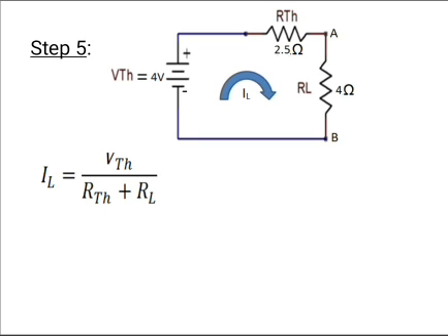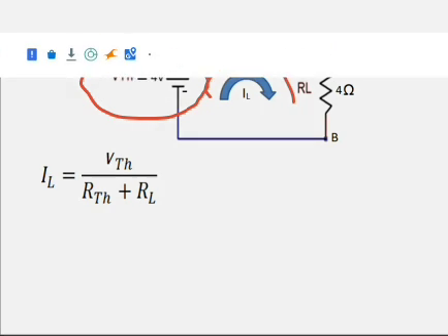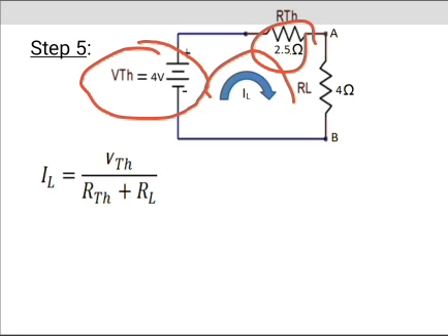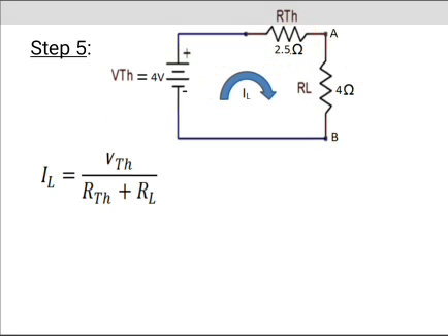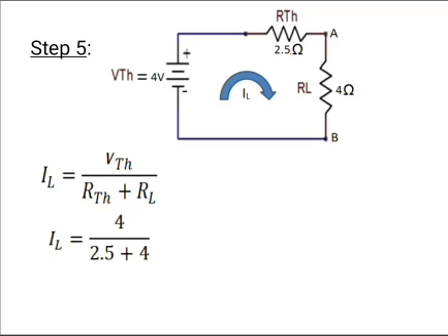IL equals VTH divided by RTH plus RL. That means the current IL is flowing in this mesh. So IL equals voltage VTH divided by RTH plus RL. You know VTH equals 4 volts, RTH equals 2.5 ohm, plus RL, the load resistance, equals 4 ohm. 4 divided by 2.5 plus 4, that equals 8 divided by 13, that equals 0.615 amp.